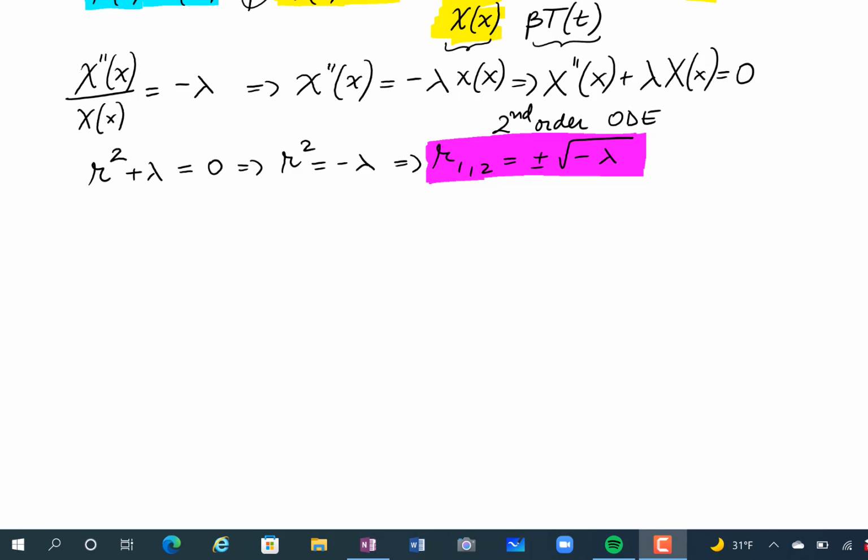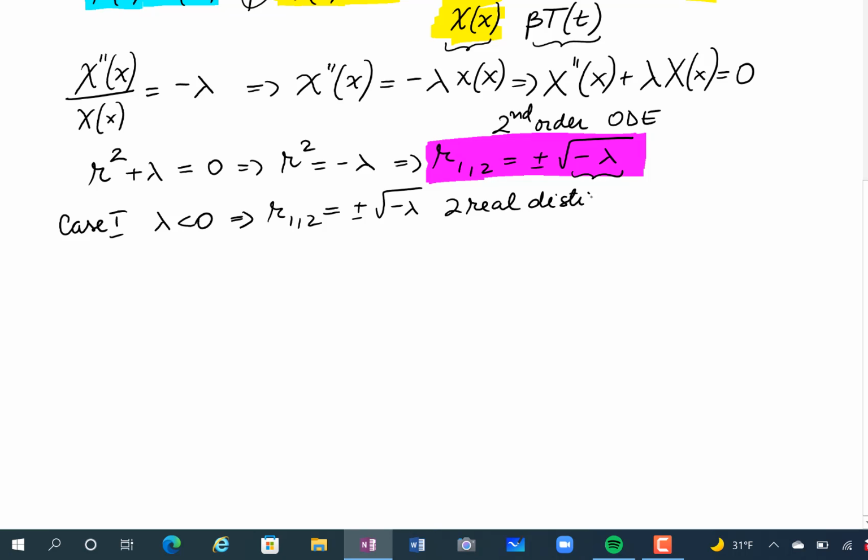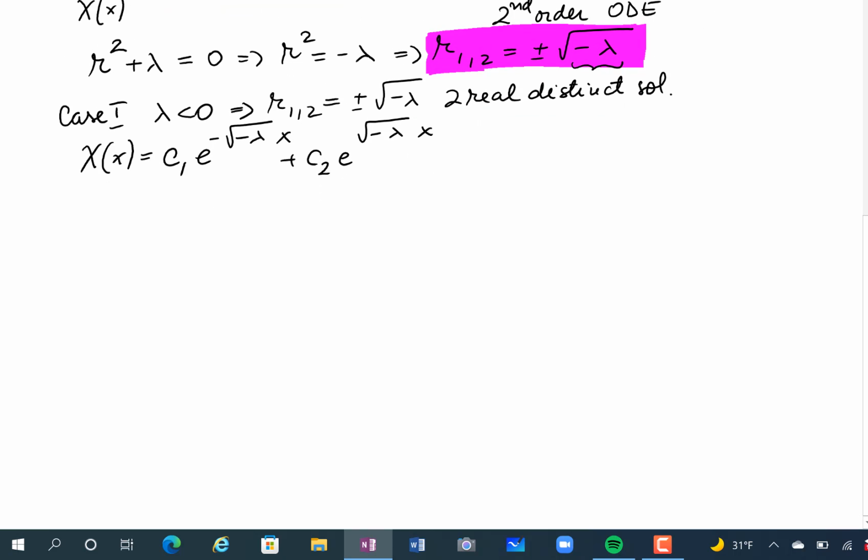So now let's have these cases. Case 1, lambda is less than 0. So if lambda is a negative number, this quantity is going to be positive. So r1,2 is equal to plus minus the square root of negative lambda, and there are two real distinct solutions. What does that mean? It means X(x) is going to be equal to C1 e to the negative square root of negative lambda x plus C2 e to the square root of negative lambda x. Right? This is chapter 4.